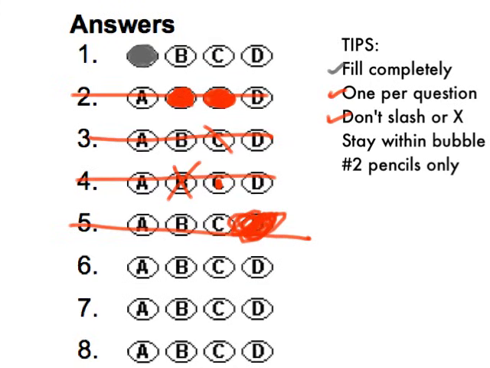So to demonstrate again, let me switch colors again. The best way to fill in an answer, you want to fill in completely and as dark as possible so that the computer knows what answer you intend. So we want to stay within the bubble, and we definitely want to use number 2 pencils only. No pens, no mechanical pencils, no highlighters. Stick with a good old-fashioned yellow pencil.